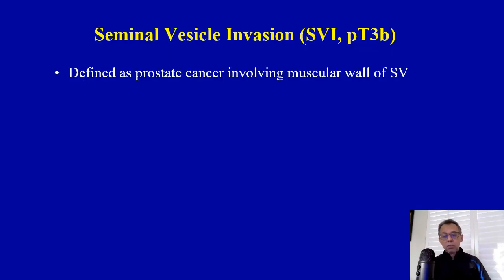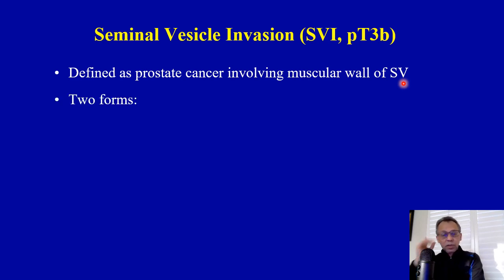Next very important prognostic information that you provide is regarding the seminal vesicle invasion status. Seminal vesicle invasion is staged as a pT3b, which is a very poor prognostic parameter for patients with prostate cancer. It is defined as prostate cancer involving the muscular wall of the seminal vesicle.